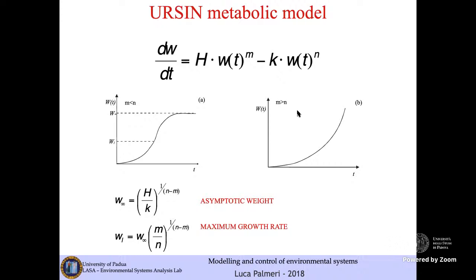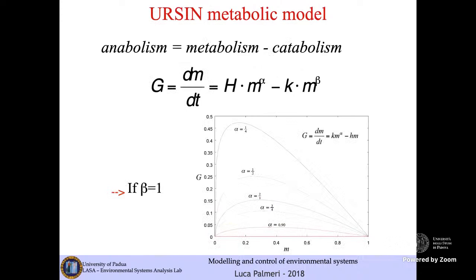Once the organism starts aging or grows, then the behavior of the Ursin model tends to change into a sigmoidal behavior in which you have an asymptotic weight. So you do not have an unlimited growth model anymore. Instead, you have a limited growth model for which there is an asymptotic weight that represents the limit. I remind you that this model is based on the assumption that metabolism is equal to anabolism plus catabolism. So we may write this in terms of a model as we have written here.